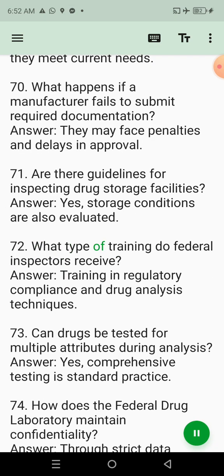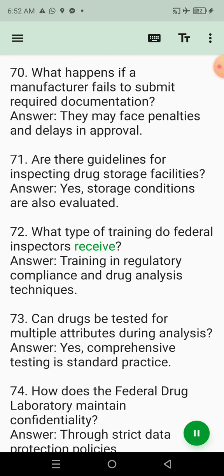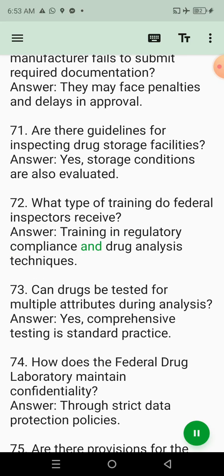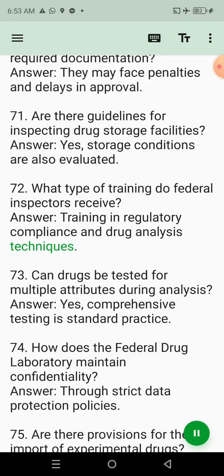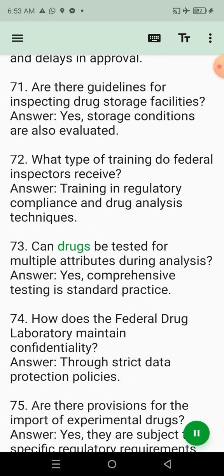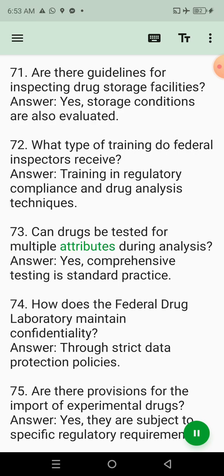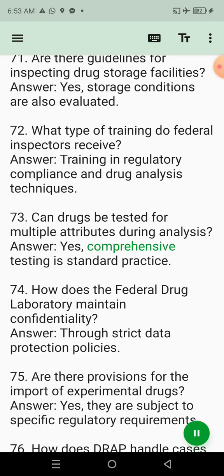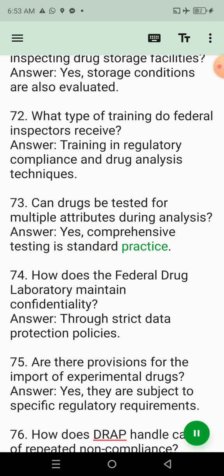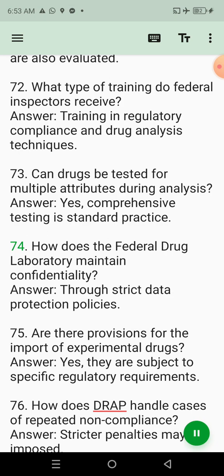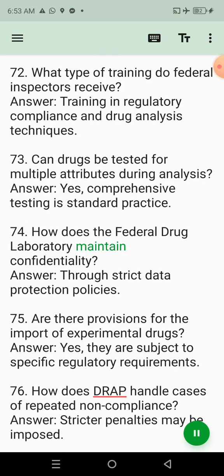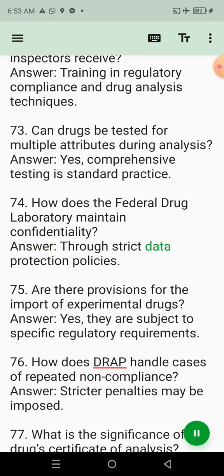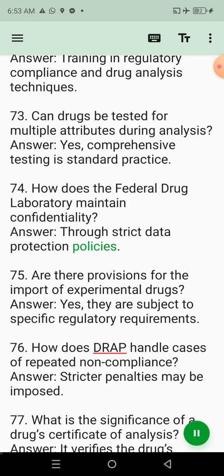72. What type of training do federal inspectors receive? Answer: training in regulatory compliance and drug analysis techniques. 73. Can drugs be tested for multiple attributes during analysis? Answer: yes, comprehensive testing is standard practice. 74. How does the Federal Drug Laboratory maintain confidentiality? Answer: through strict data protection policies.